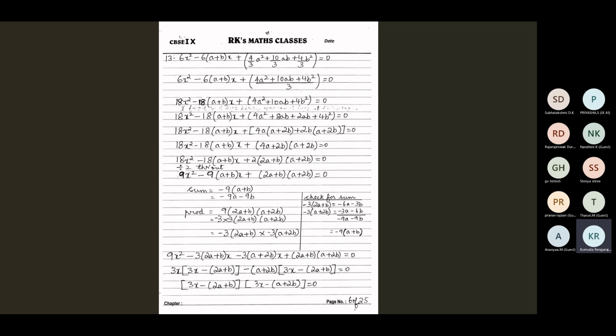So in the 13th one, again, very algebraic, nothing new, but again, common denominator, you can see here, common denominator. Then LCM throughout, the whole thing by 3. So 18x square, 18 a plus b of x, and this one whole upon 3. So when you cross multiply, 0 into 3 becomes 0.